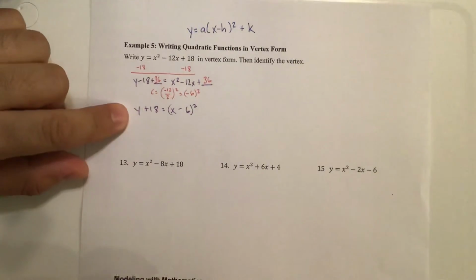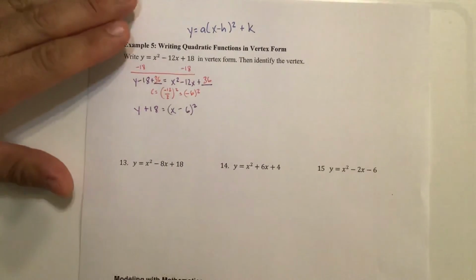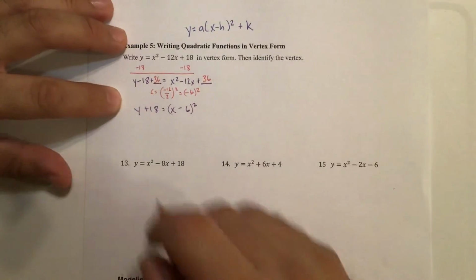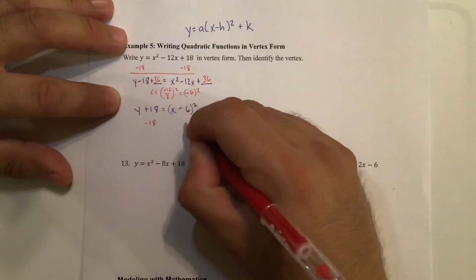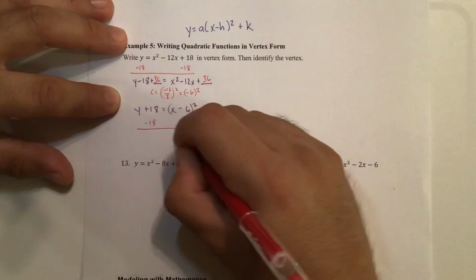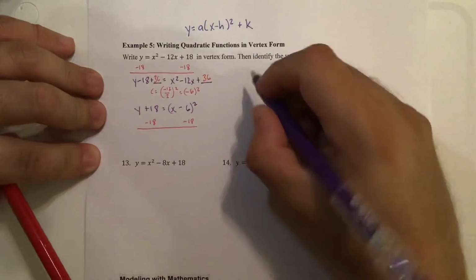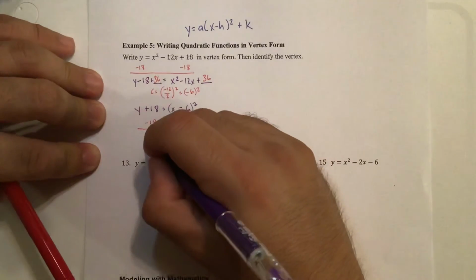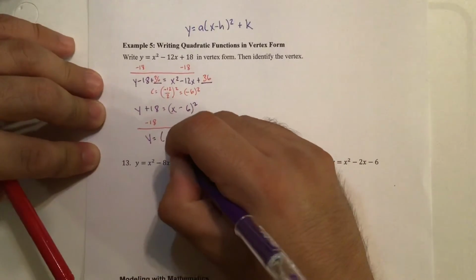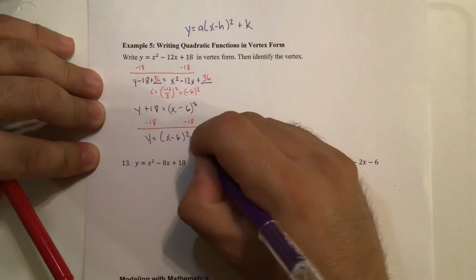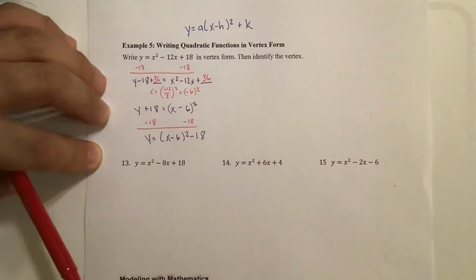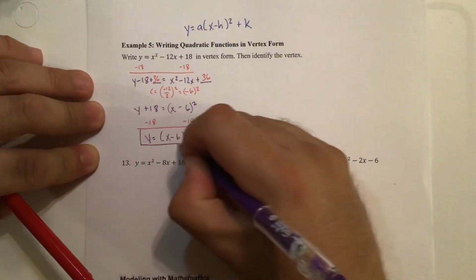Now, this is going to be the only difference from solving. So here, there's still a y, right? There's no actual constant by itself. So to put it into vertex form, we're going to subtract the 18 back over to the other side. And our equation for our vertex form is y equals (x minus 6) squared minus 18. So this is my vertex form.